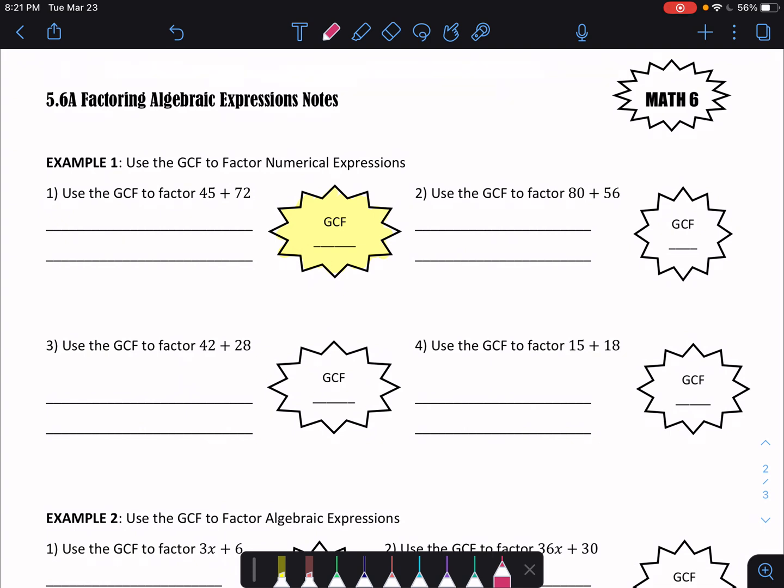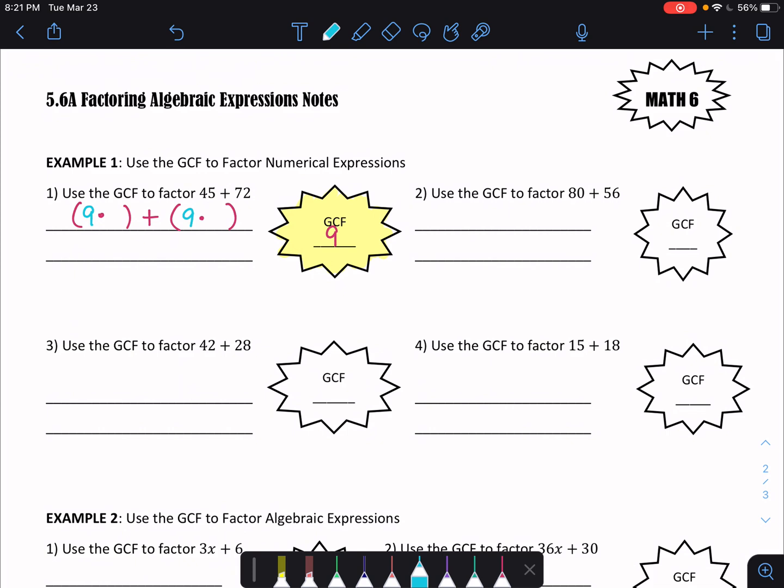So when I'm looking at 45 and 72, they both have a 9 in common as their greatest common factor. Because 9 times 5 is 45 and 9 times 8 is 72, and that is the biggest thing they both have in common. So the first thing that I'm going to do is write my multiplication with 9 as my first factor. Okay, so 9 is the greatest common factor between 45 and 72.